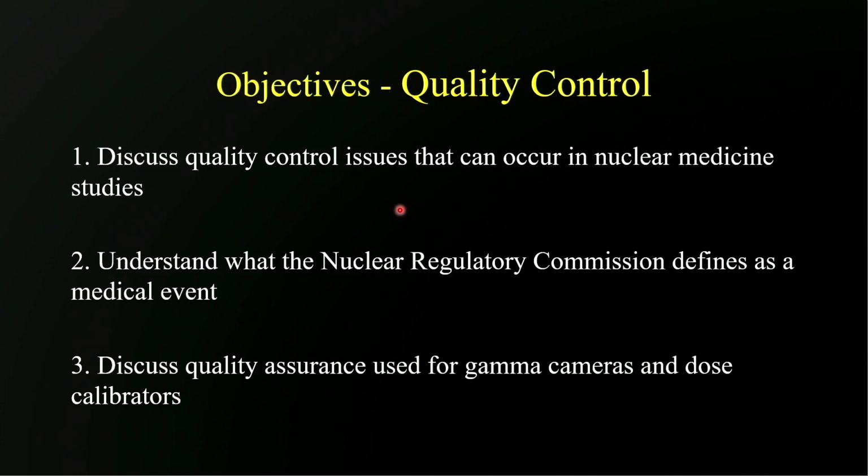I have 3 objectives for quality control. Number 1, we're going to discuss how QC issues can occur in nuclear medicine studies. Number 2, we're going to understand what the NRC, the Nuclear Regulatory Commission, defines as a medical event. This is when you have to notify the NRC. And lastly, we're going to discuss quality assurance issues for gamma cameras and dose calibrators and what we should be doing every day, every week, quarterly, and annually.